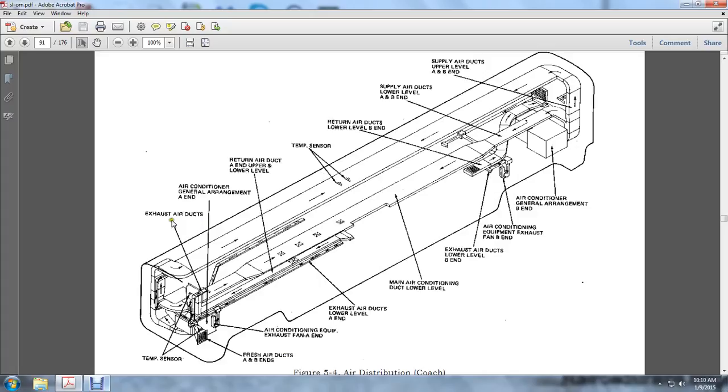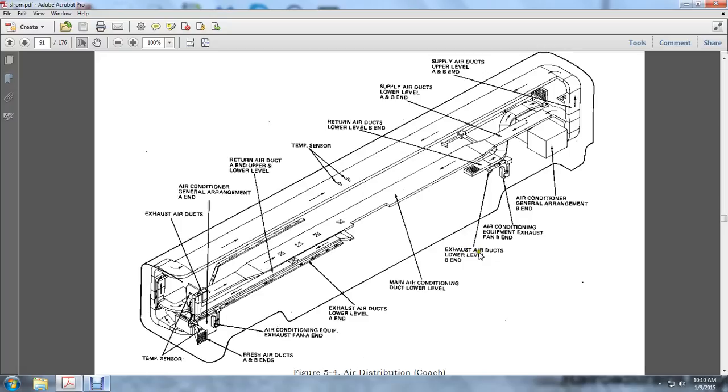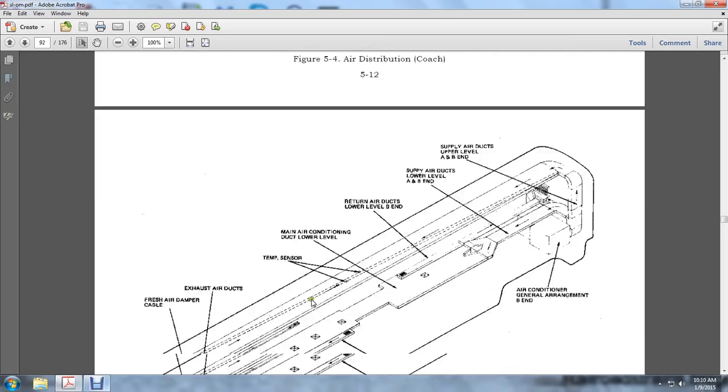Here you see the air distribution from the far left. We'll start with the exhaust air ducts, the air conditioner general arrangement A end, the return air duct A end upper level, the temperature sensors, the return air lower level B end, the supply air ducts lower level A and B ends, the supply air ducts upper level A and B ends, the air conditioner general arrangement, the air conditioner equipment exhaust fan A and B, exhaust air ducts lower level B, and main air conditioned duct lower level, exhaust air ducts lower level A end, air conditioner equipment exhaust fan A end, and fresh air ducts A and B end, and temperature sensors.